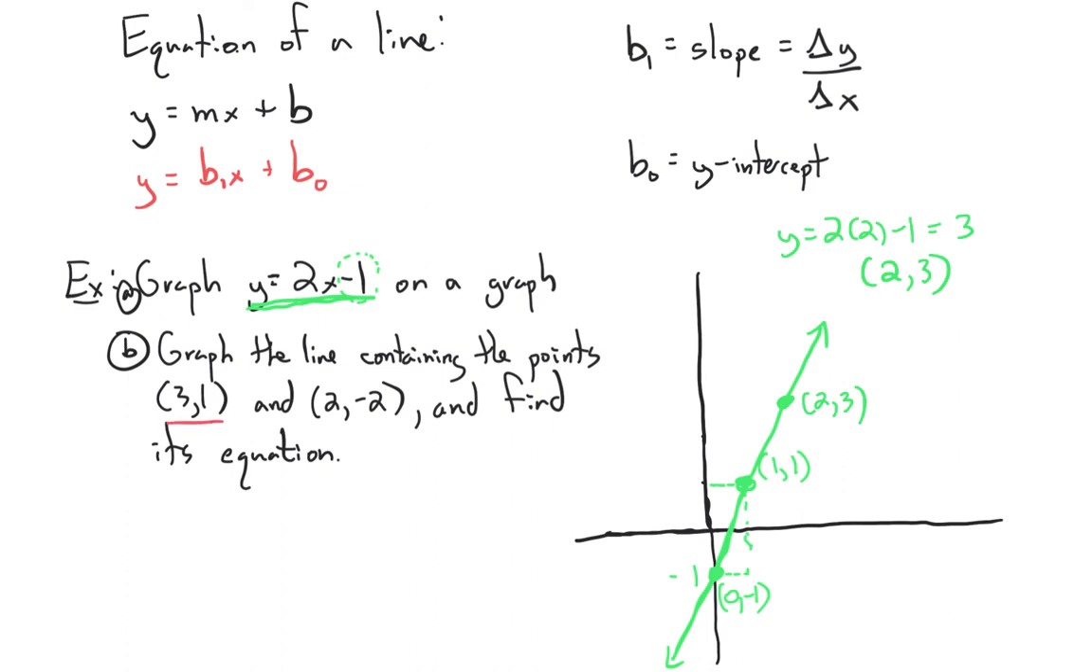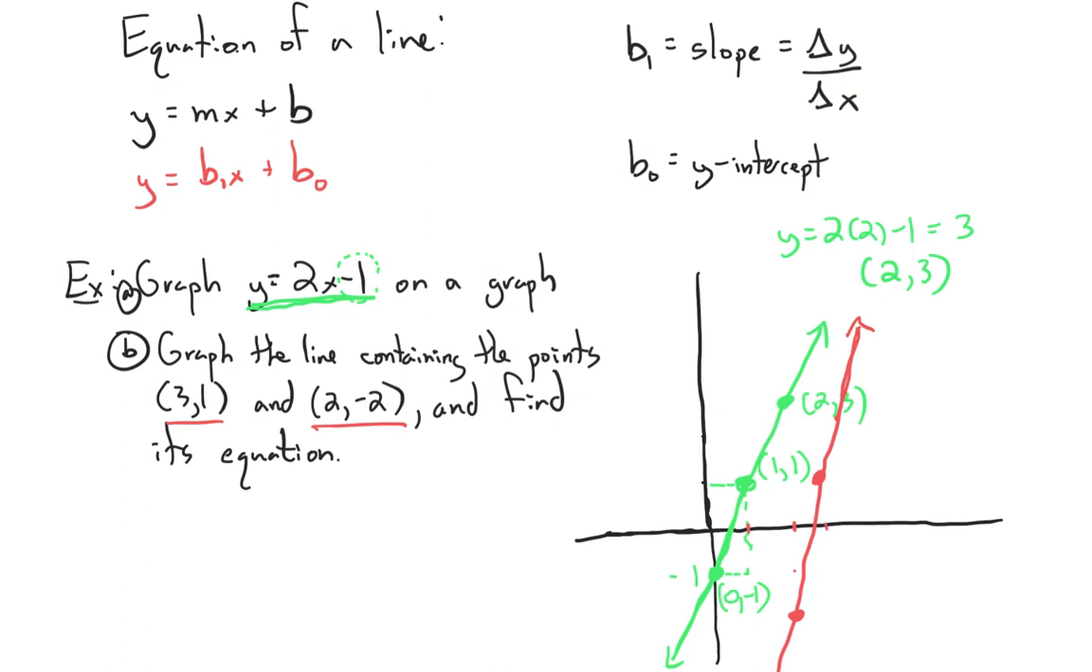Okay, so, well, the first part of B is very easy. Graph the line containing the points 3, 1, and 2, minus 2. So let's go ahead and do that. So 3, 1, I'm going to go over 1, 2, 3 on the x-axis, and I'm going to go up 1. So there is the point 3, 1. And 2, minus 2, I'm going to go over 2, 1, 2, and I'm going to go down 2, 1, 2. So there is 2, minus 2, and I can join those, and there's my line.